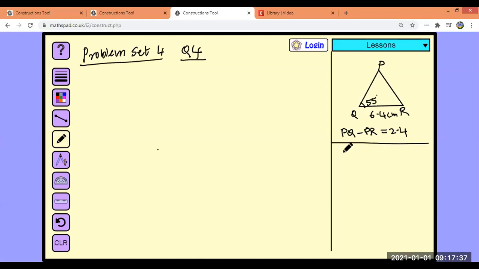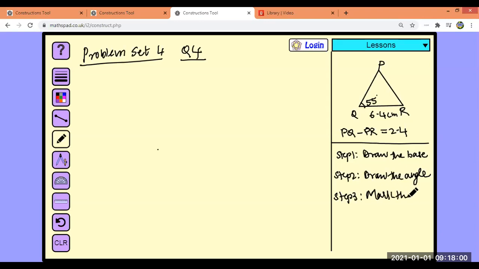And how do we begin? Start with step 1, that is draw the base. Step 2, draw the angle. Step 3, mark the difference. Step 4, bisect. We need to join and bisect. And once you join and bisect, you get the last vertex.